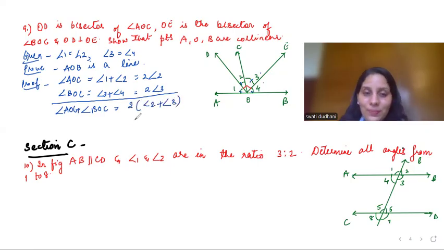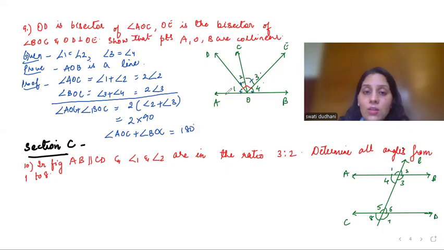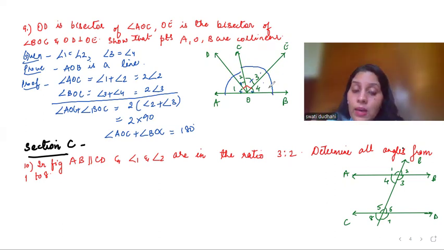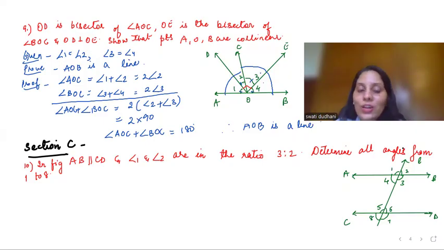plus angle 3. Now, we know that the sum of 2 and 3 is 90 degrees. So, angle AOC plus angle BOC, we got it as 180 degrees. So, this angle plus this angle is 180, is what we proved. Now that the angles on the straight line sum to 180, they are forming a linear pair. Linear pair is possible only on a straight line. So, from this we can conclude that AOB is a line and hence they are collinear.